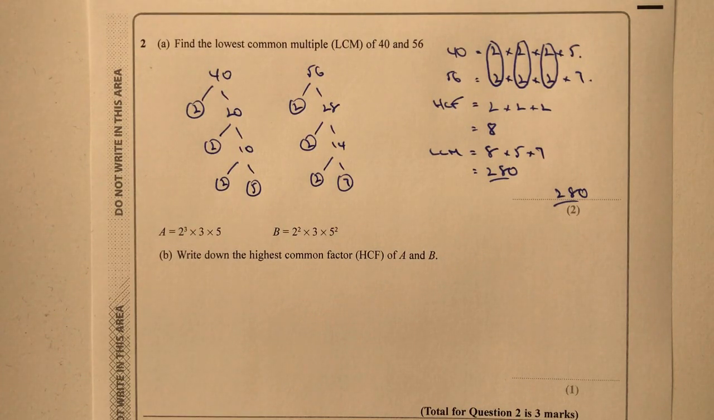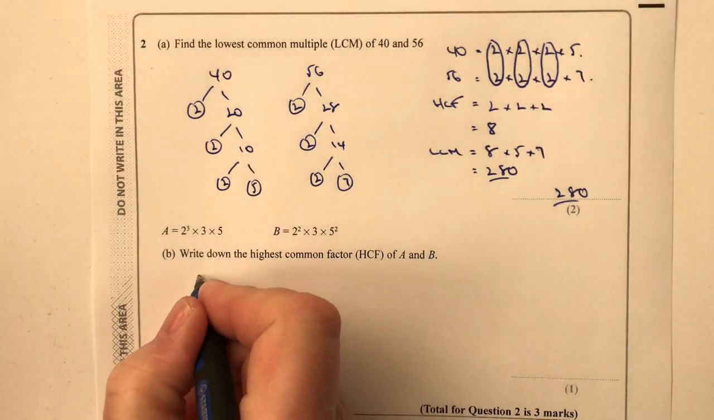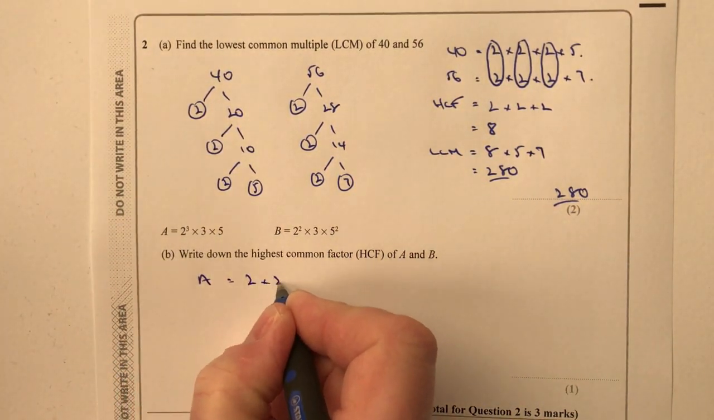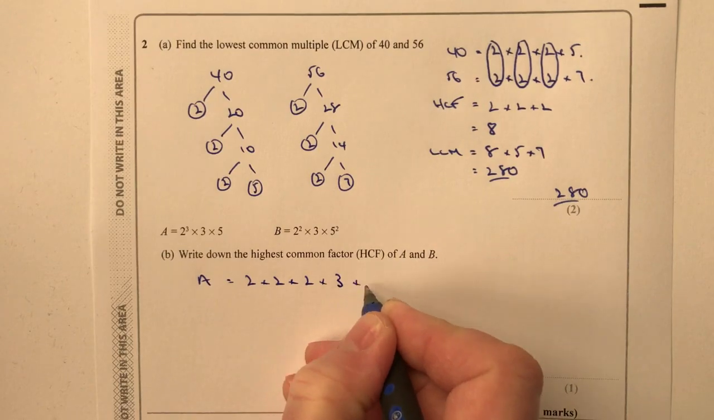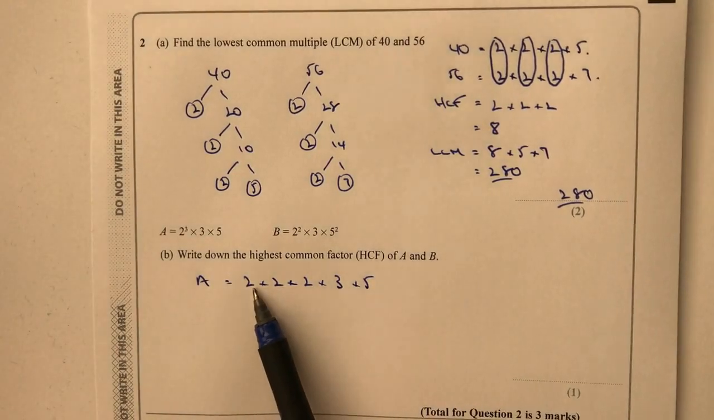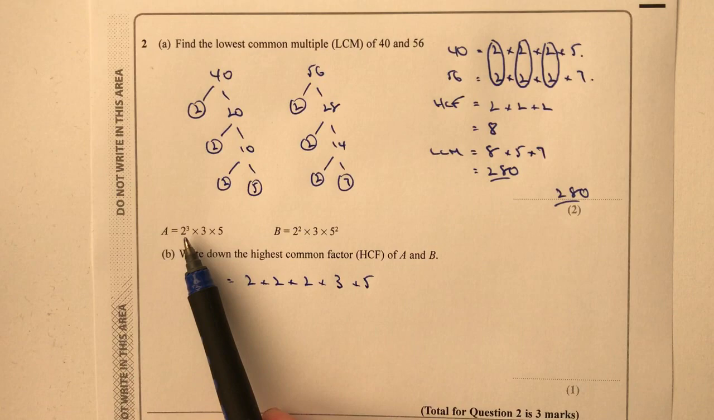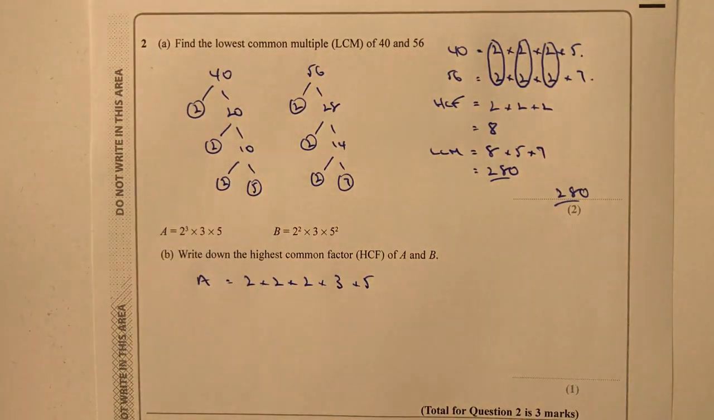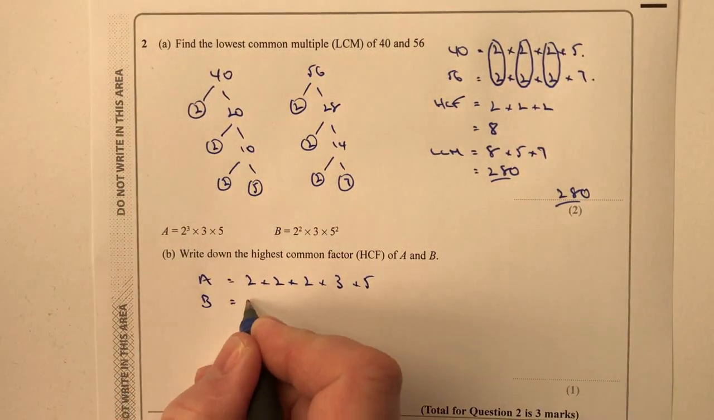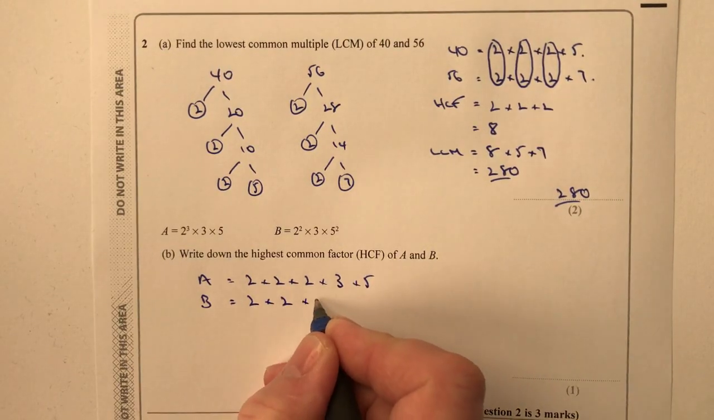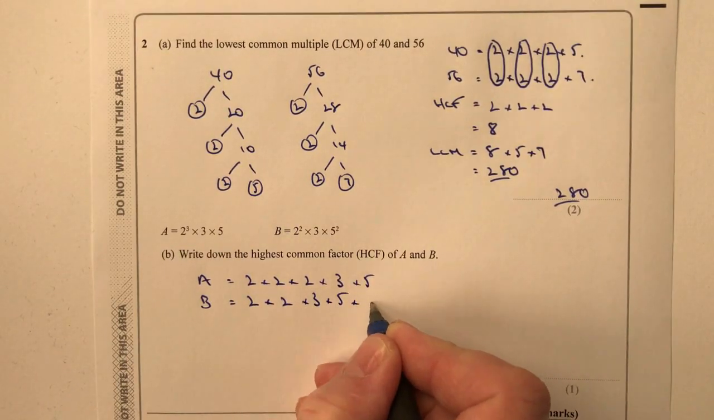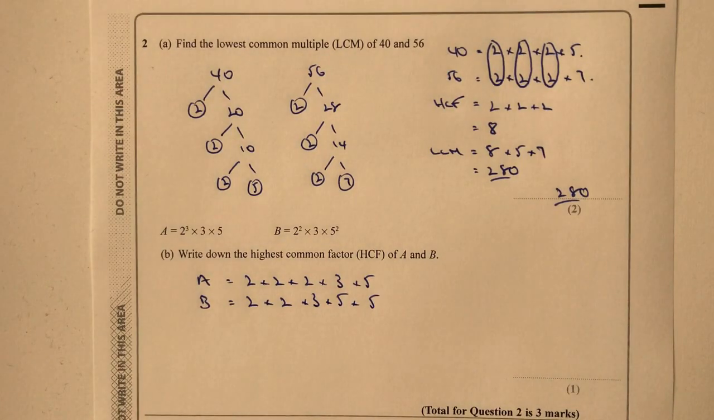However, when I look at the next question, I've actually been asked to work out the highest common factor of A and B. So I can actually use the same technique. What we're saying is that A is equal to 2 times 2 times 2 times 3 times 5, because this 2, 2 and 2 is the same as 2 cubed, and then times 3 times 5. And B, I'm going to write it out again, is 2 times 2, now this time times 3 times 5 times 5. Again I've just expanded those 2 squared and those 5 squared.